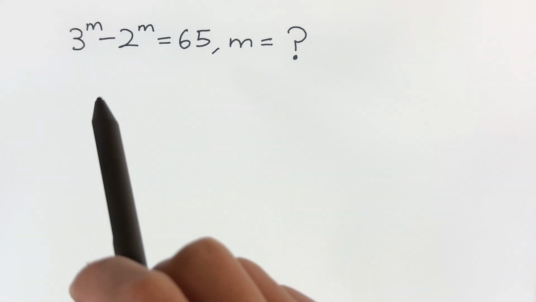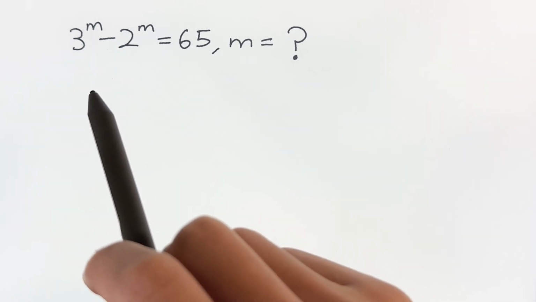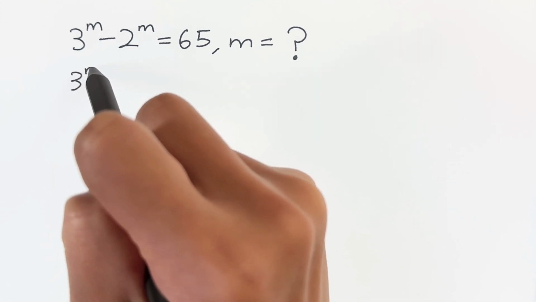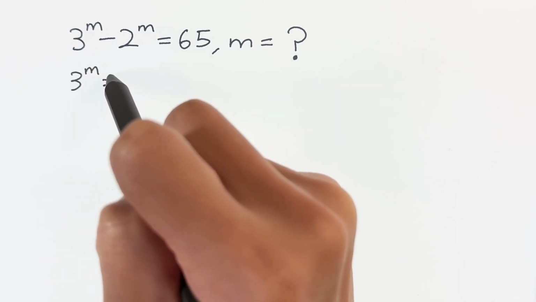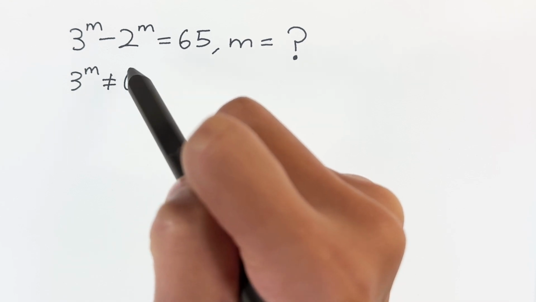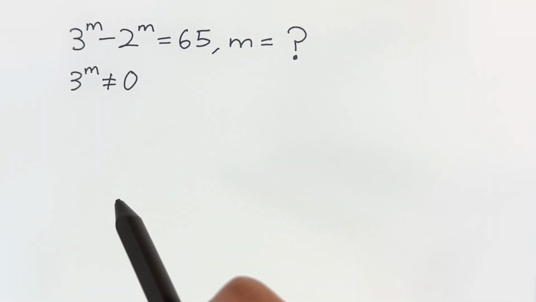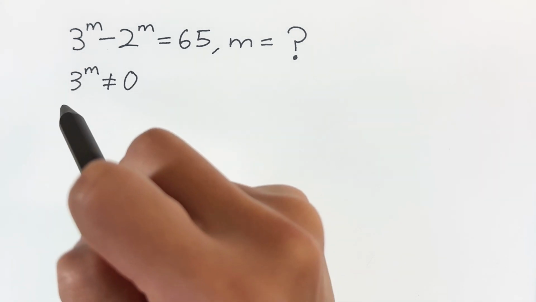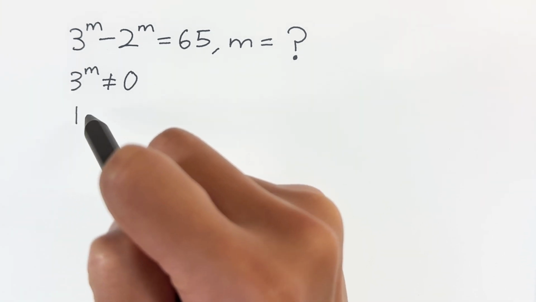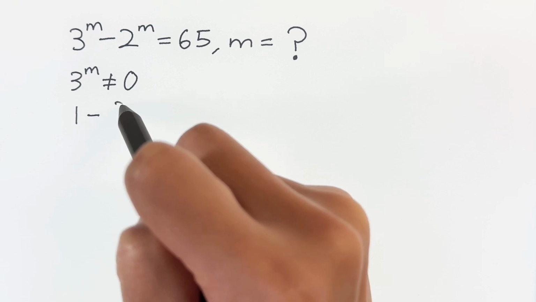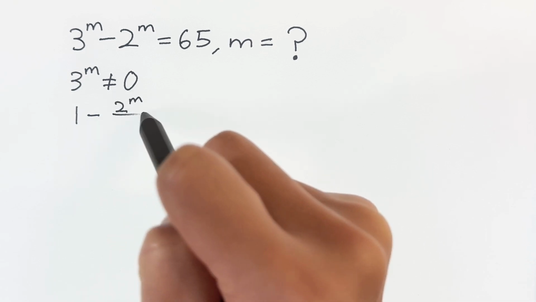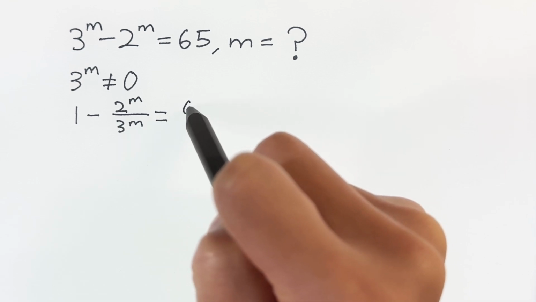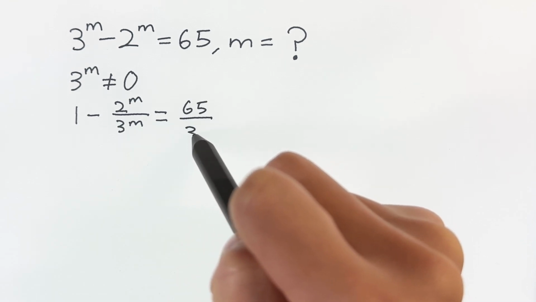However, before we divide, notice that 3 to the power of m cannot equal 0, because no exponential is equal to 0. So this means that we can divide both sides. So 1 minus 2 to the power of m over 3 to the power of m equals 65 over 3 to the power of m.